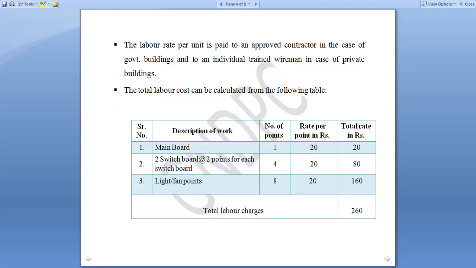Description of work. See, we are considering the main board to be one point, and just for the example's sake, we have kept a rate for one point to be ₹20. So the main board will be considered as one point and the rate will be 20. Therefore, 20 into 1 is 20. And then two switchboards, 2 points for each switchboard is considered, that means a total of 4 points, and the rate of the point is the same, that is 20. Light and fan points are considered as 8 points. Therefore, the total amounts to 260.